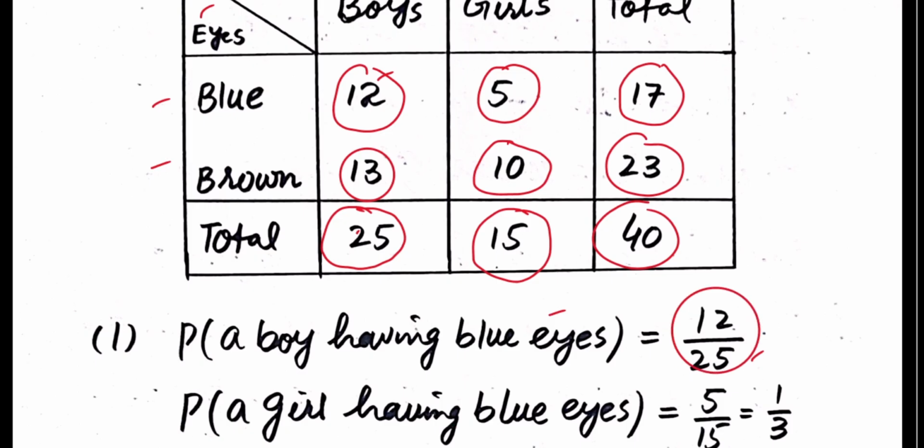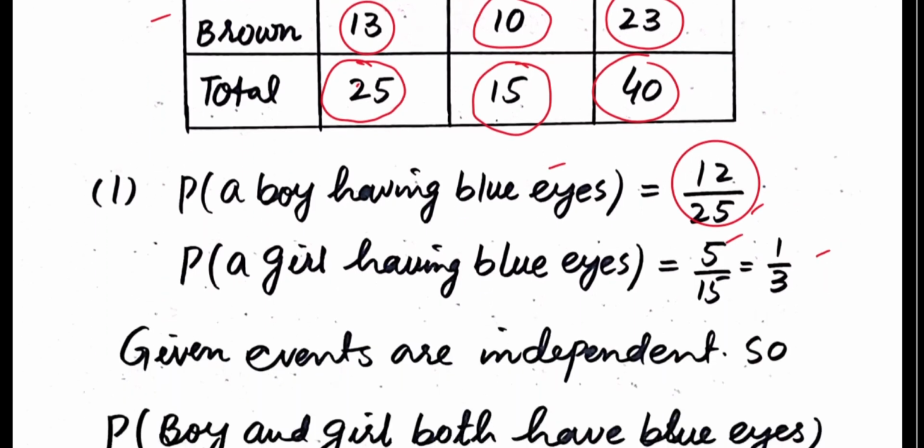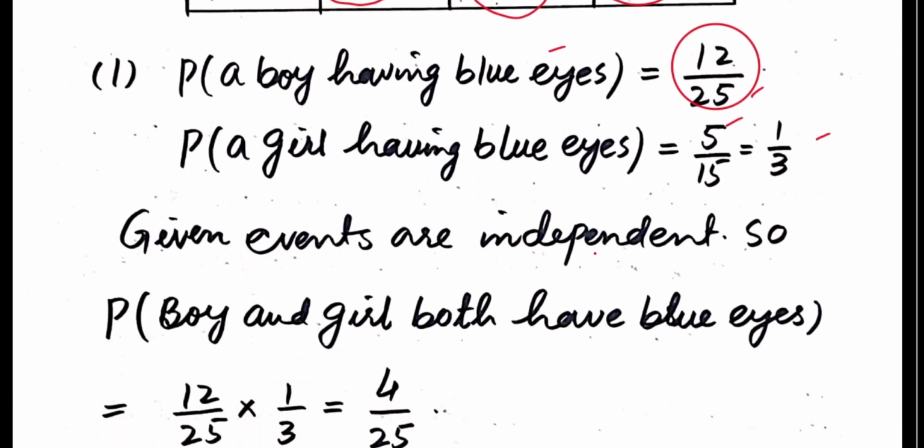A girl having blue eyes. Total girls are 15 and out of these 15, 5 girls have blue eyes. This is 5 over 15, that is 1 by 3. Given events are independent in this first part. What is the probability that a boy and girl both have blue eyes? So this is simply their multiplication, that is 12 over 25 into 1 by 3. That is 4 over 25 here.